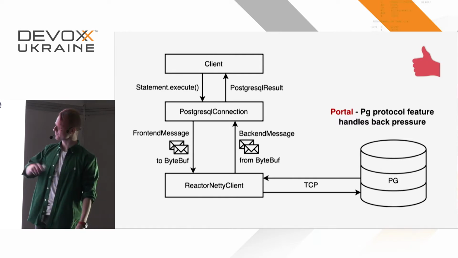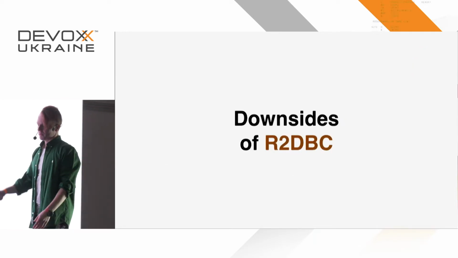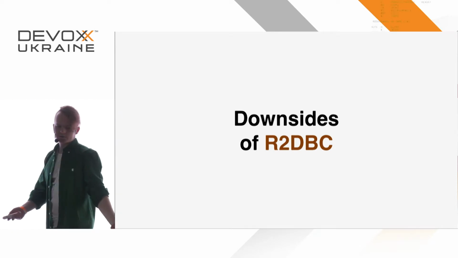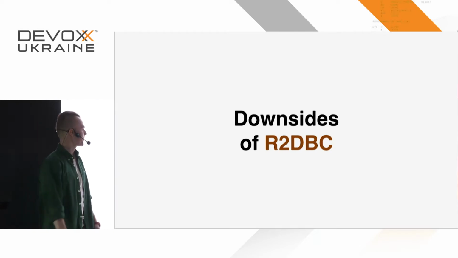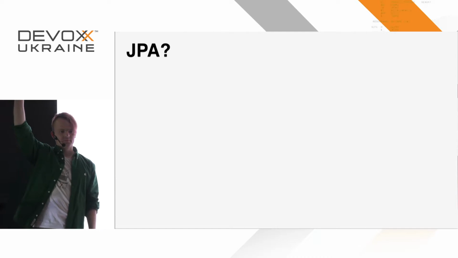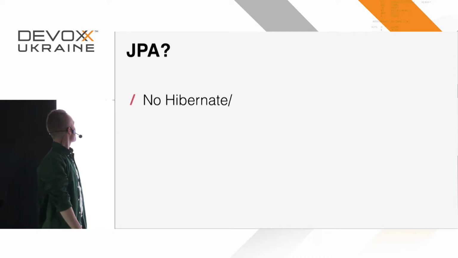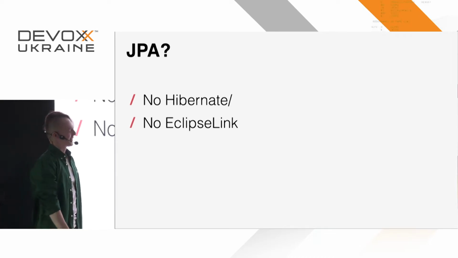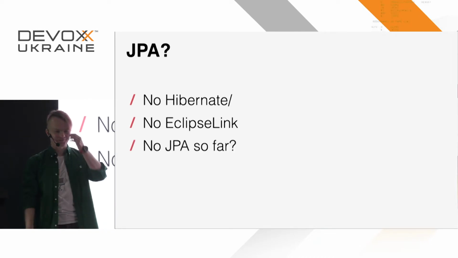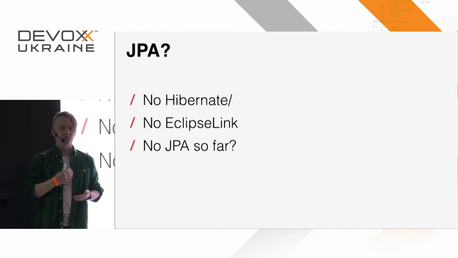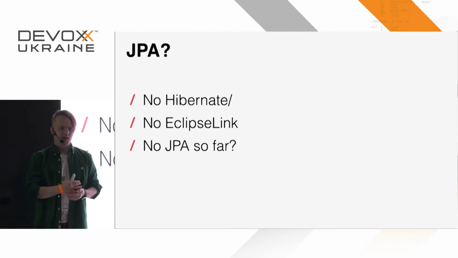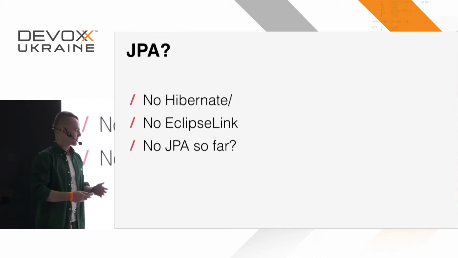Cool? Cool. But of course, we engineers should know what's bad about it, because it's cool and shiny, but not everything can be cool and shiny. Who of you uses JPA? A lot. I have bad news for you. No Hibernate, no EclipseLink, and no JPA so far. The trouble is that JPA is heavily based on JDBC, and it's also blocking, and it doesn't support callbacks, and it's heavily bound to thread local state, which cannot be used in reactive programming. So far, it's not there.